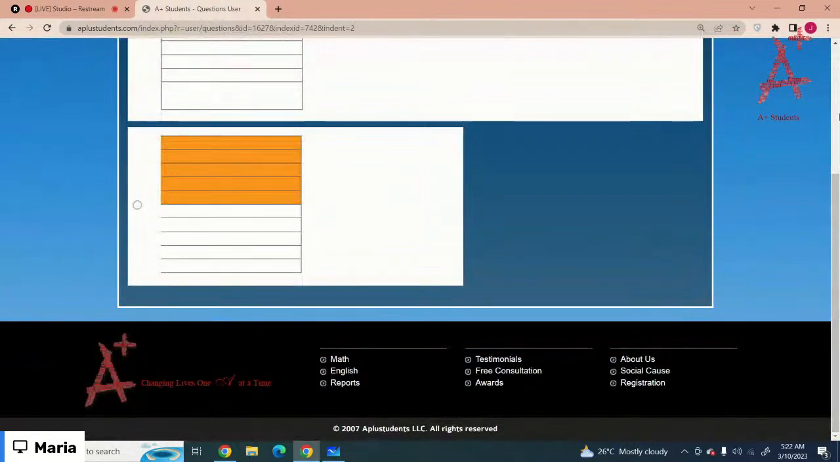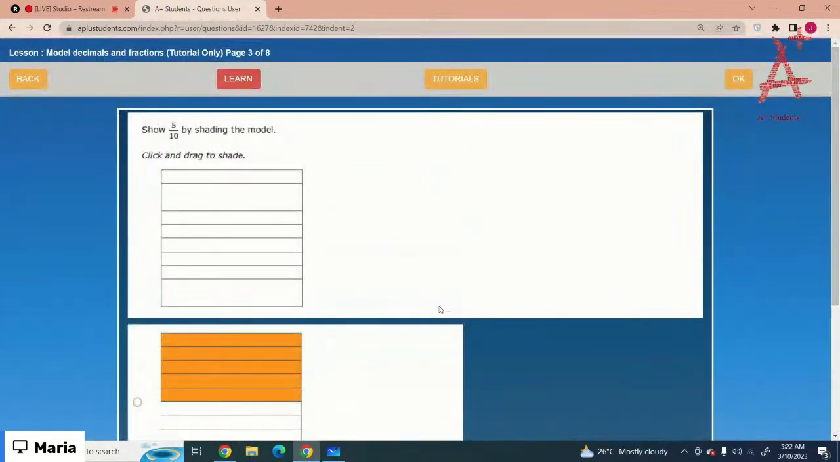Show 5 by 10 by shading the model. 1, 2, 3, 4, 5. Yes, 5 of them are colored, so that represents 5 over 10. Got it?